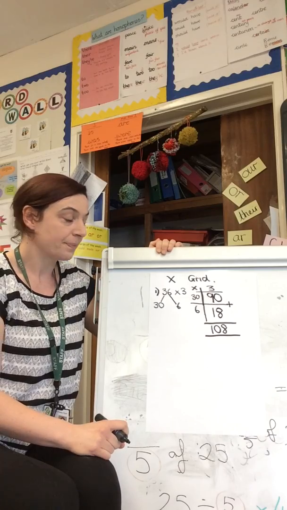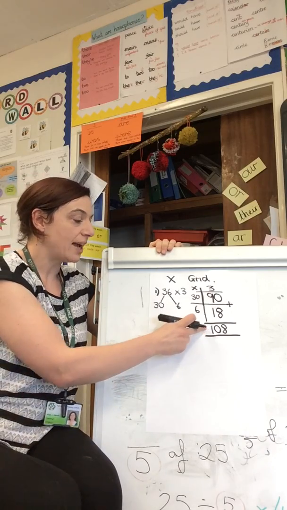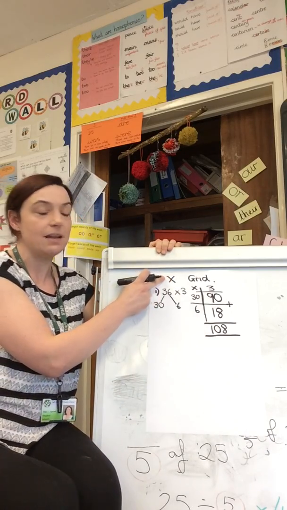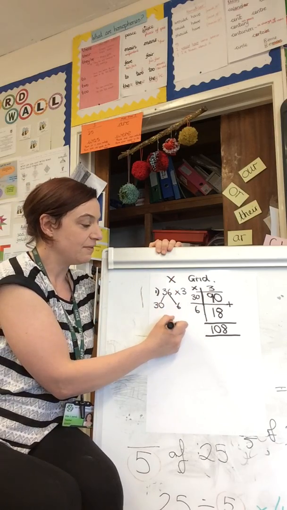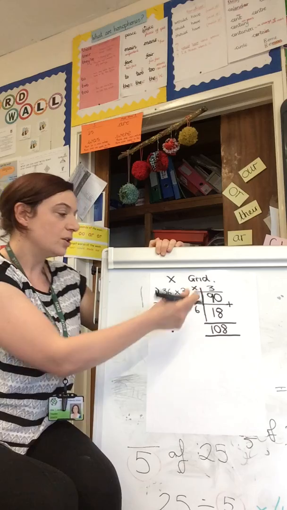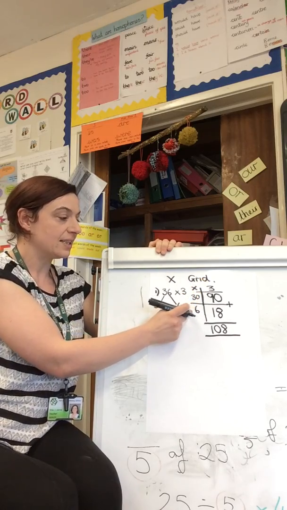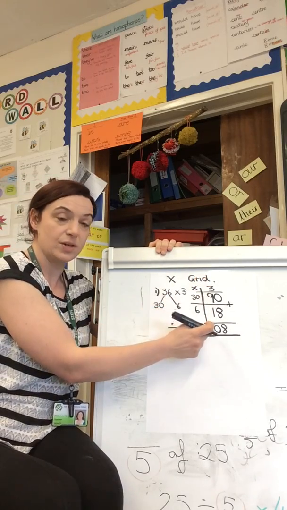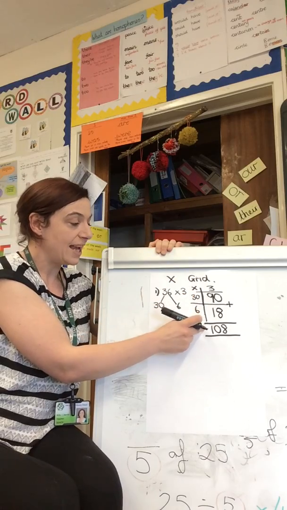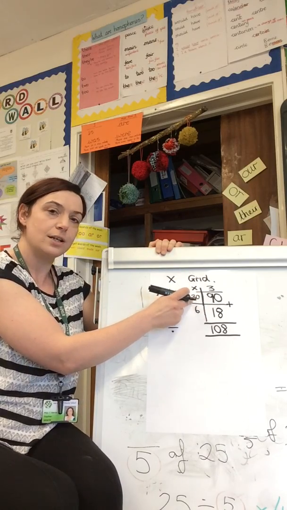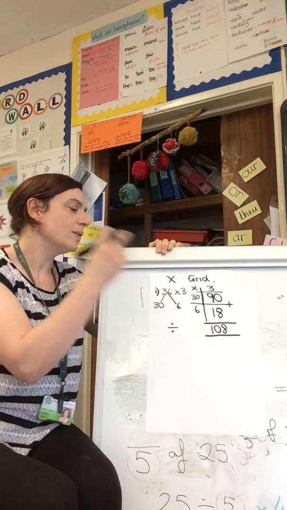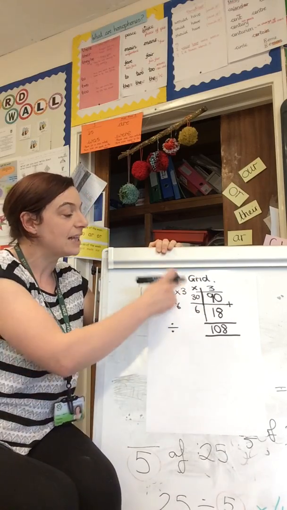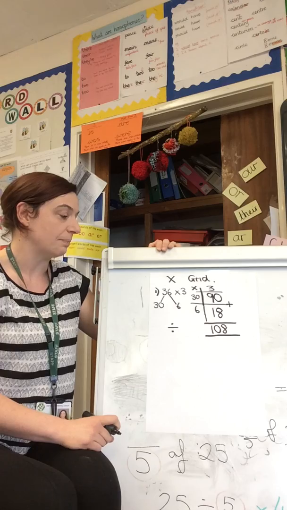Easy peasy. Okay, if I wanted to check that using the inverse, what's my inverse to multiply? Can anyone remember? It's divide. So if 36 times 3 is 108, 108 divided by 36 should be 3. So don't forget, always check with your inverse, or at least say it so you remember how to use it.